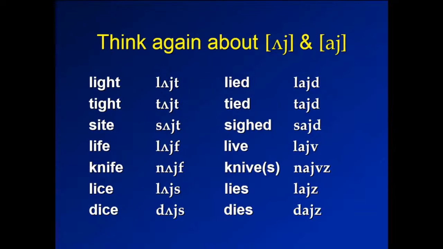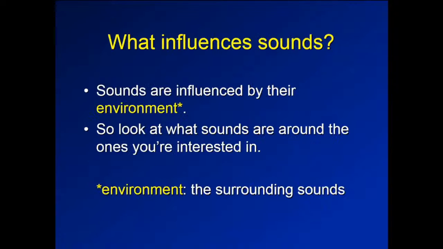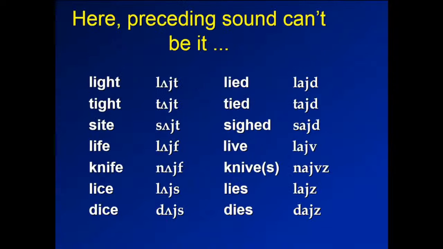So let's, once again, think about the example that we saw before. The pronunciation of the diphthong in English, I. In some words, it is pronounced as one variant, and in some others, as another. Now, you remember we made a difference between the two pronunciations according to the phonetic environment where this diphthong is found. What influences the sounds? Sounds are influenced by their environment. So look at what sounds are around the ones you are interested in. Environment means the surrounding sounds.